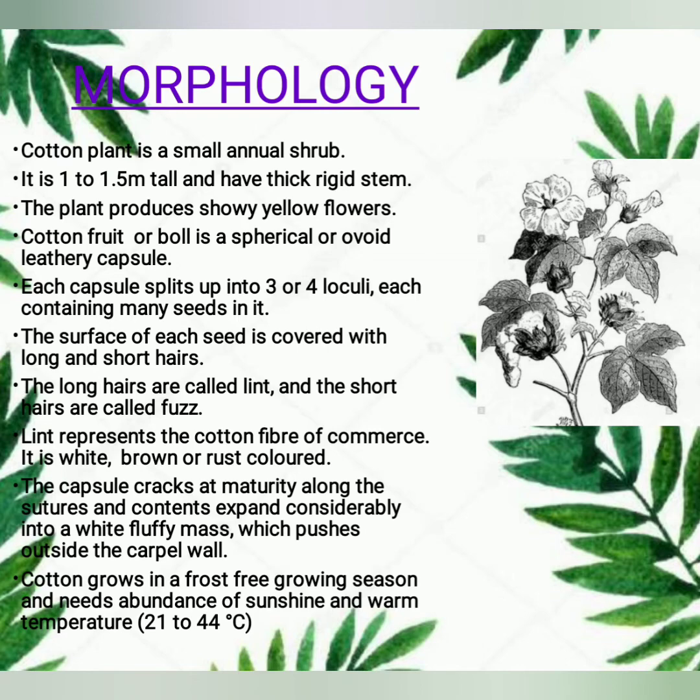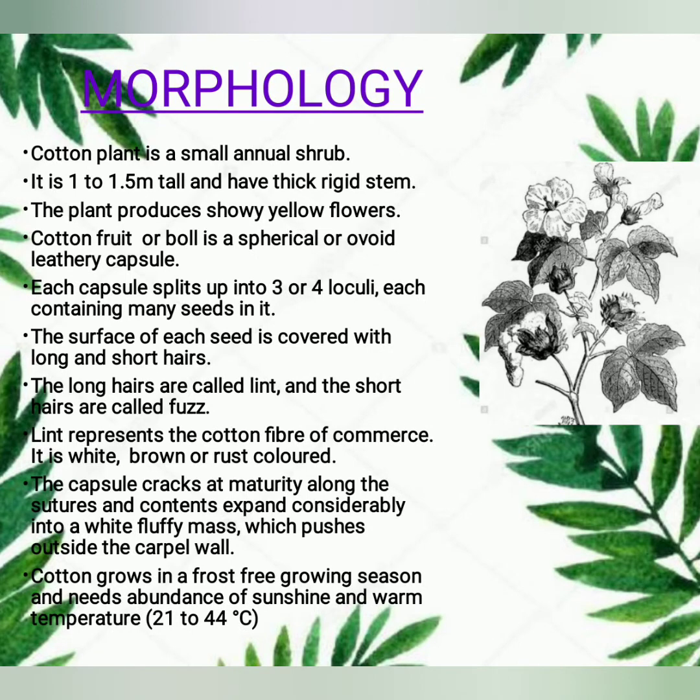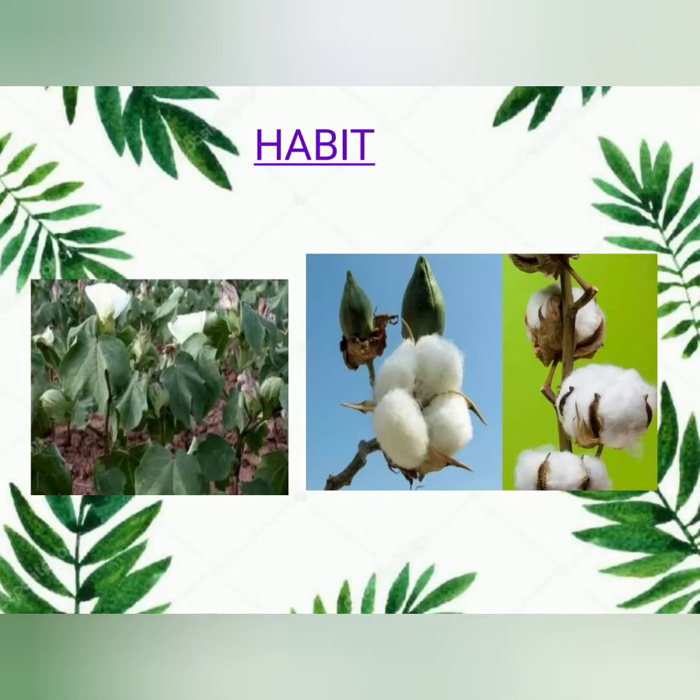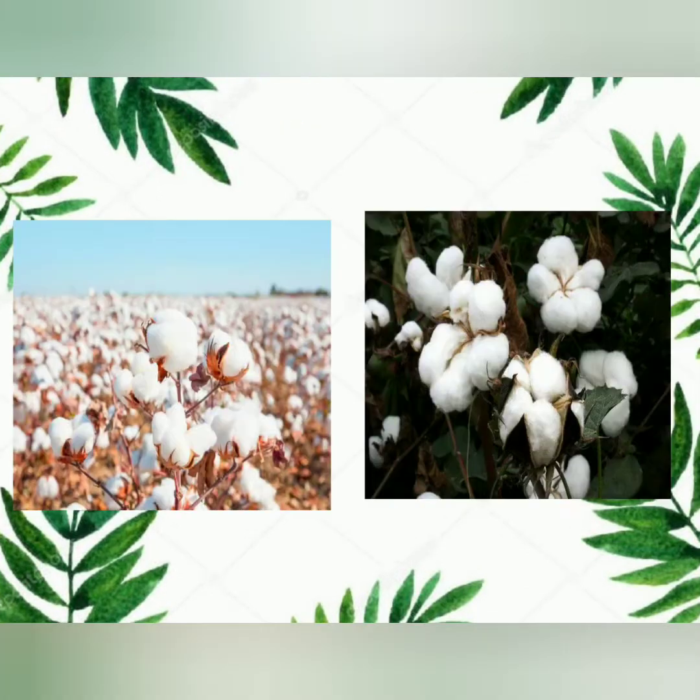The capsule cracks at maturity along the sutures and the contents expand considerably into a white fluffy mass which pushes outside the carpel wall. Cotton grows in a frost-free growing season and needs abundance of sunshine and warm temperature, up to 21 to 44 degrees Celsius. In this slide, we have the habit of cotton plant.